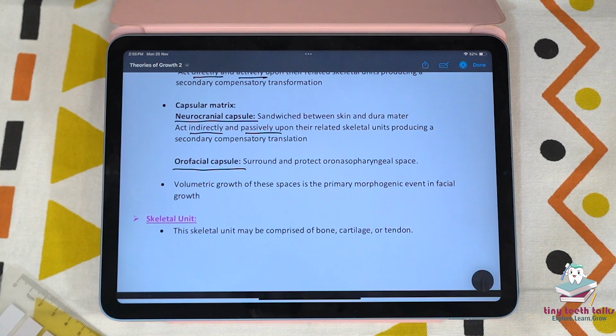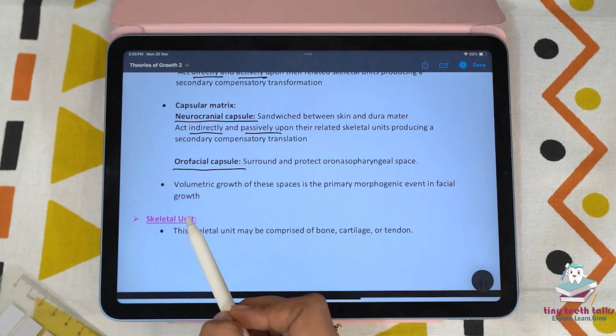For example, consider a child's face during growth. As the nasal and oral cavities expand to accommodate increased breathing and eating functions, the surrounding orofacial capsules respond by stimulating the facial bones to grow and remodel. This process ensures that the facial skeleton develops in harmony with the functional needs of the oronasopharyngeal space. The volumetric growth of this space is the primary morphogenic event in facial growth.